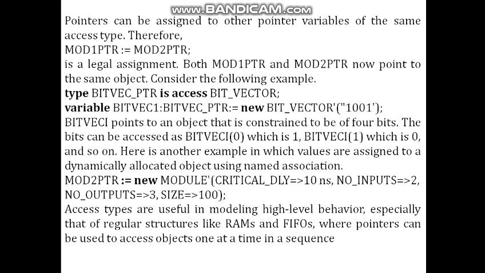The access types are useful in modeling high-level behavior, especially that of regular structures like RAMs, FIFOs, that is first-in-first-out systems, and shift register systems, whereas the pointer can be used to access the objects one at a time in the sequence. This is all about the access type.